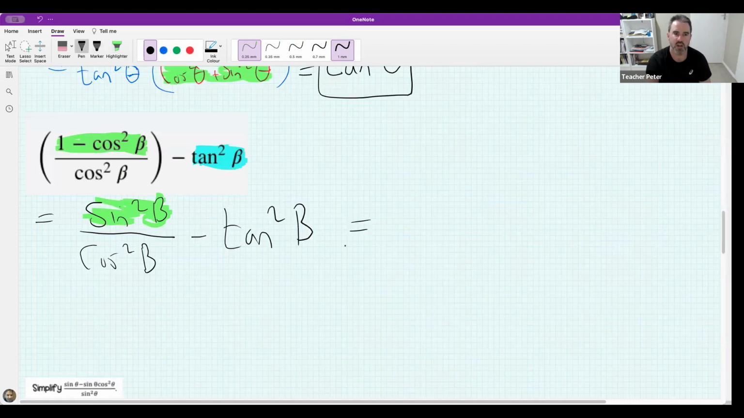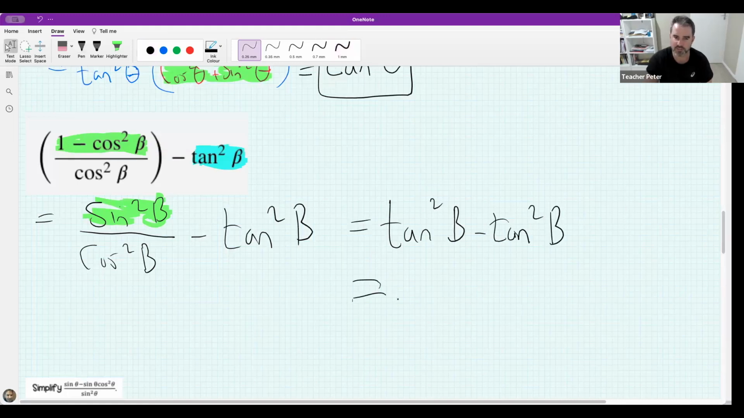Oh, yes. So I think we can change sine squared beta over cos squared beta to just tan squared beta, and then you've already got a minus tan squared beta already. So what is my final answer going to be? What is the final answer going to be? I think anything minus itself needs to be 0.